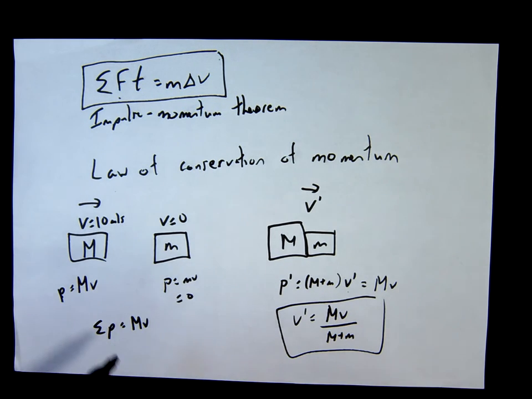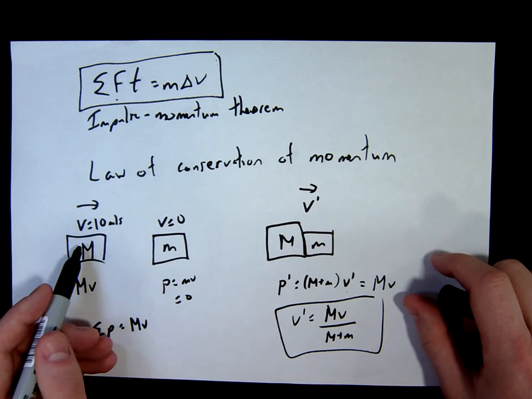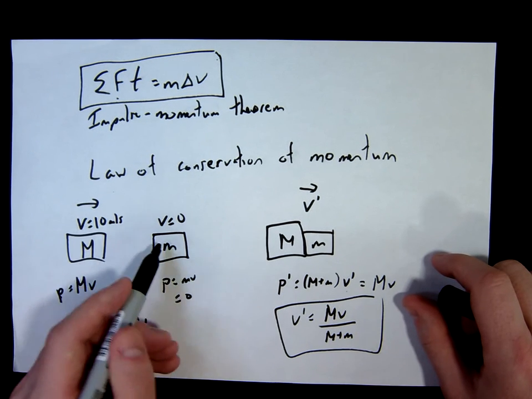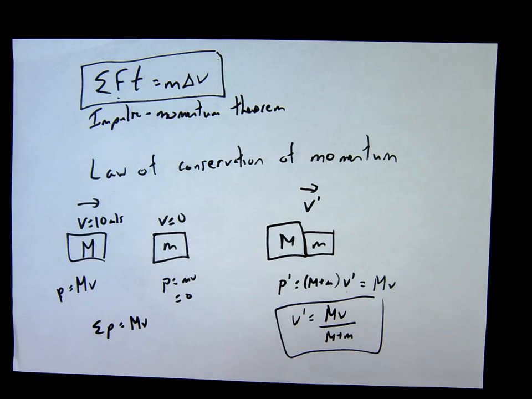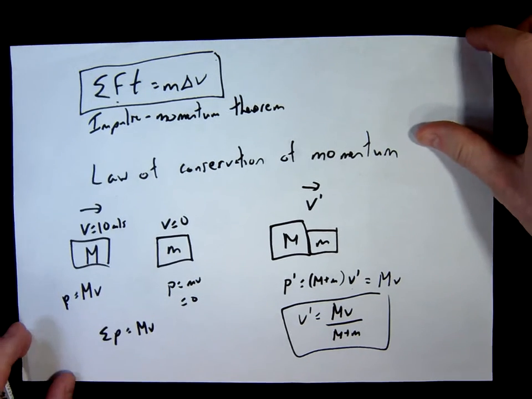Momentum is a vector. In other words, the momentum of this object was going to the right. This object had no momentum, and afterwards it should be going to the right. The awkward thing comes in if they come in at angles, but don't be too concerned about that. If it comes in at an angle, it simply means you have to break it down into components.